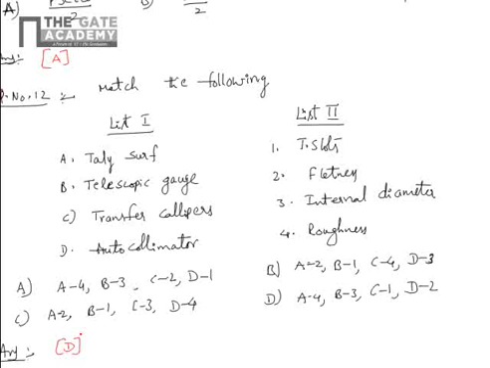Taly Surf is for surface roughness representation. Telescopic gauge is used for internal diameter. Transfer calipers are used for T slots, and autocollimator is used for measurement of flatness. Even if you know just autocollimator flatness, you can get the answer. No need to know all the remaining things. Next question.